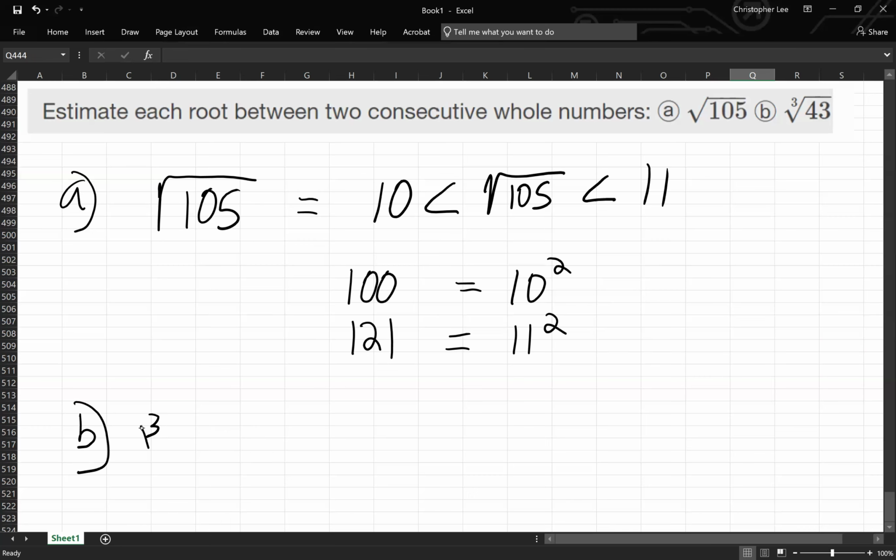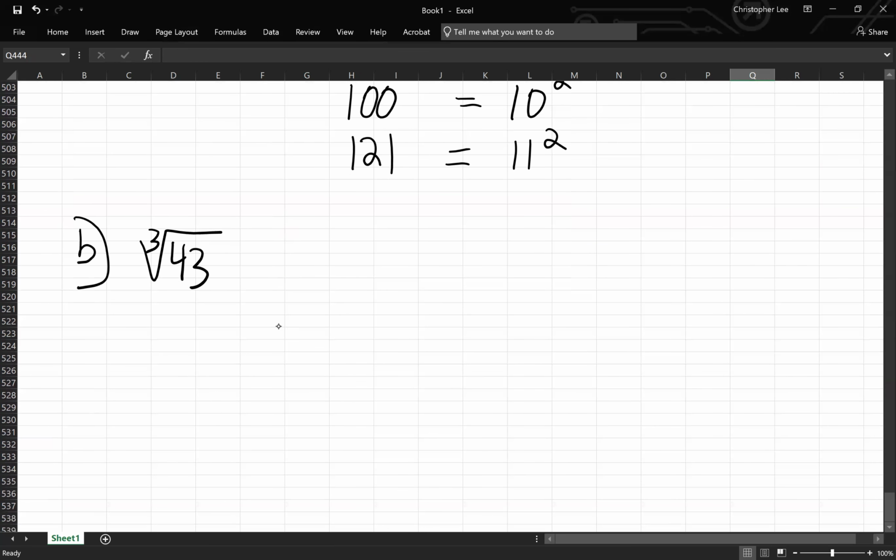So they want to know, what is the cube root of 43? I don't really know, but I could go through my perfect cubes and see what I could find. So let's see. 2 cubed, we know, is 8. That's not going to work. 3 cubed, what's that? 27? Nope, that's not it. 4 cubed, what's that? That's 16, 32, 64. All right, so boom, we know that's going to be between 3 and 4.